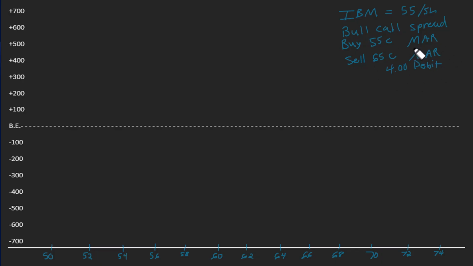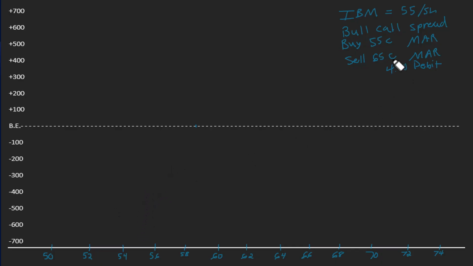And this is where it gets important. In a bull call spread, whatever you pay for the trade, you can add that to the long call strike price, and that'll give you your stock price break even. 55 plus 4 equals 59. So that's going to be my break-even stock price. Max profit in this spread is if the stock is above 65. Max loss is if the stock is below 55.